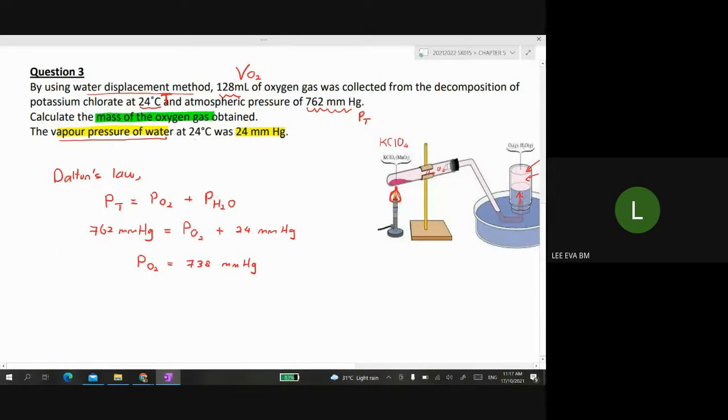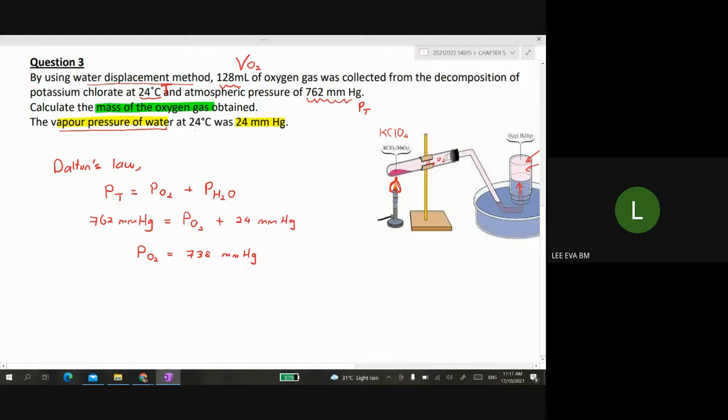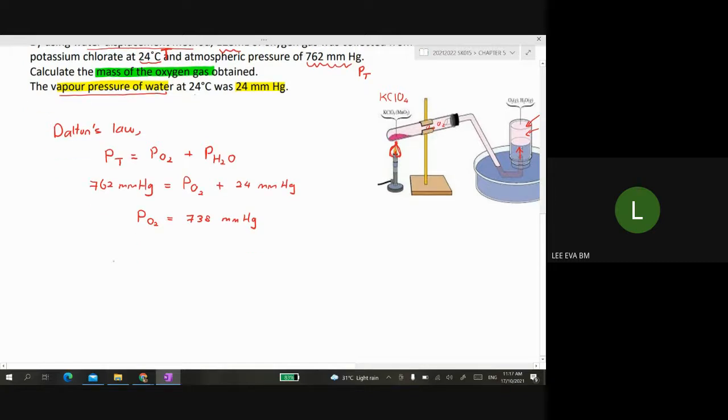What do we need to find? We need to find the mass of oxygen. First, the number of moles. We have the volume, the temperature, and the partial pressure, and we need to find the number of moles. So we need to apply our PV = nRT. Tell me about the pressure in PV = nRT.